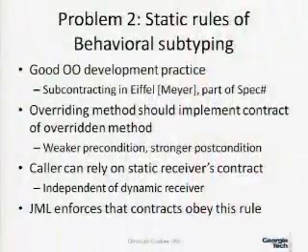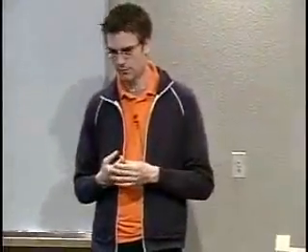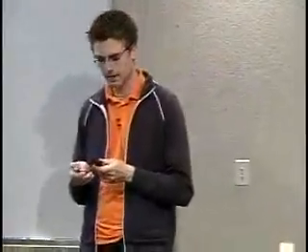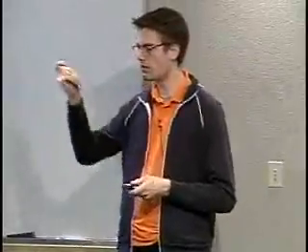The second problem is a little bit more general. It has to do with behavioral subtyping. Behavioral subtyping is a good object-oriented development practice. It is called subcontracting in Eiffel, and I think Spec# also has behavioral subtyping features, but you know lots more about that. So basically, behavioral subtyping says that the contract of a redefinition of a method should obey the contract of the redefined method. So it's only allowed to weaken preconditions and strengthen postconditions and not do anything else.